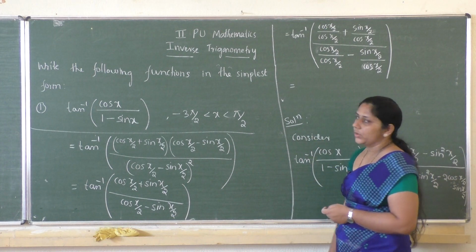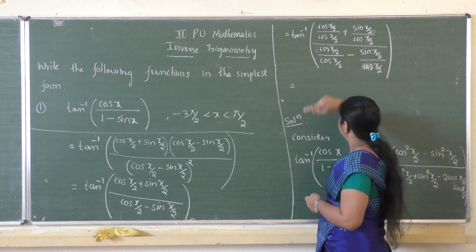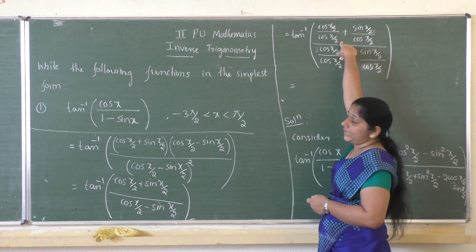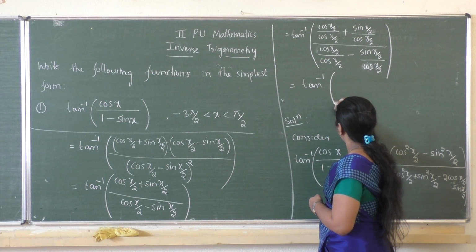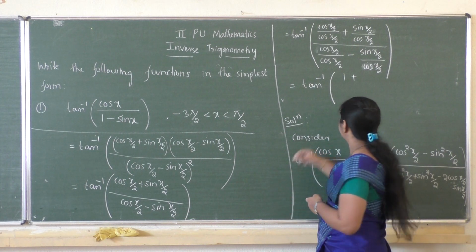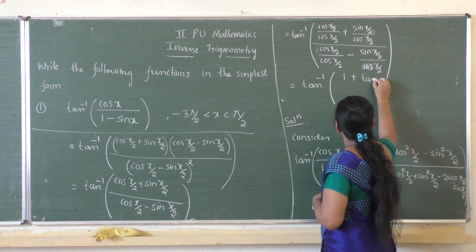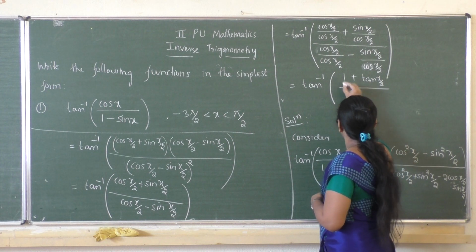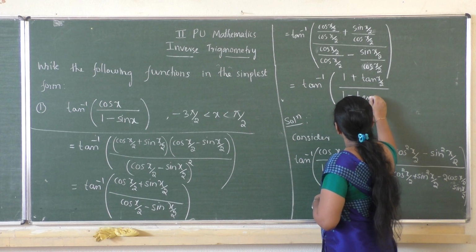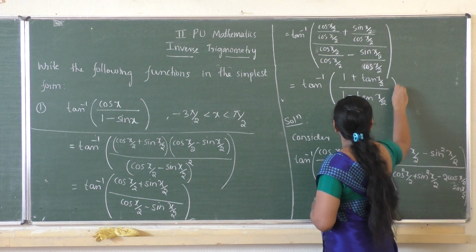Now, cos x by 2 by cos x by 2 is 1, so it is tan inverse of 1 plus sin x by 2 by cos x by 2, which will be tan x by 2, divided by 1 minus tan x by 2.